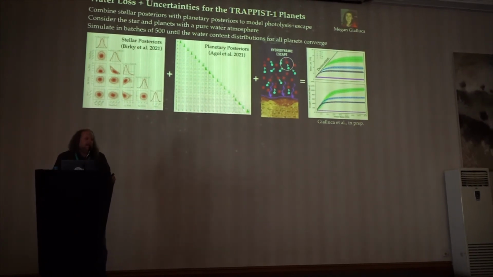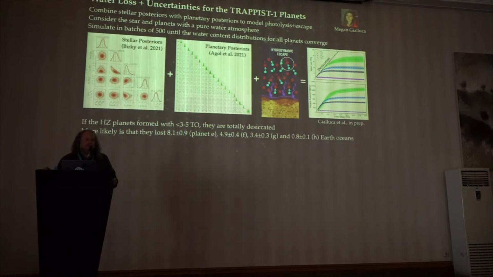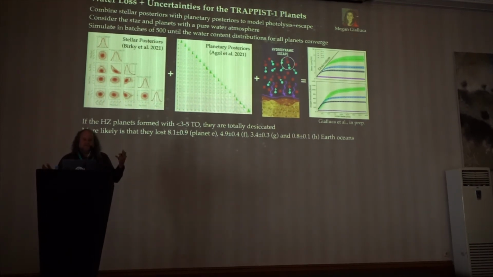So what we can interpret from these results is that if the habitable zone planets formed with somewhere around 3 to 5 Earth oceans of water, then that would suggest that they're probably totally desiccated based on our current understanding. More likely is that the planets actually have a lot of water. If you look at assumptions that they have an Earth-like internal composition, they probably have somewhere around 100 or a few hundred Earth oceans' worth of water right now. So we're on the right side of this diagram over here. And in that case, we can make statements like that the planets have lost 8, 5, 3.5, and 1 Earth oceans of water, plus or minus something less than 1 Earth ocean of water.